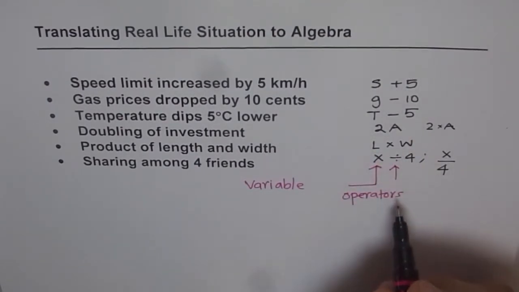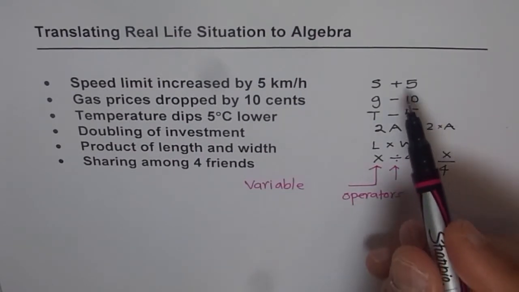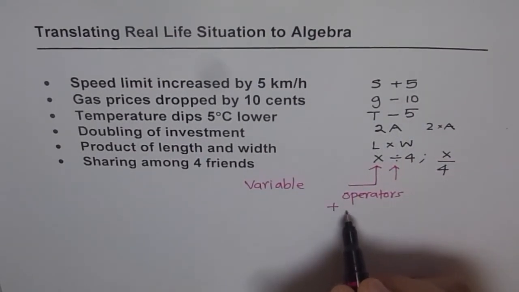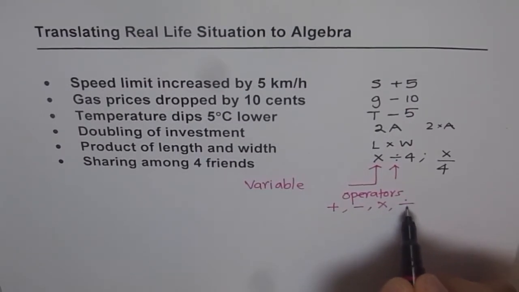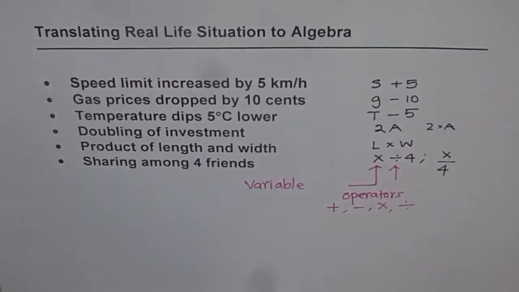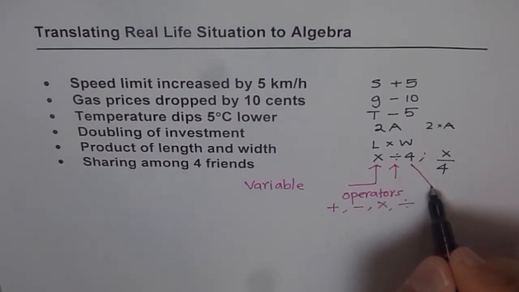Now, the operators which we are going to use are as listed here: plus for addition, minus for subtraction, multiplication, and division. These are the common operators which we will be using now in our playlist to explain how to translate real life situations into algebraic expressions, and then later we'll graduate to algebraic equations, okay? And then we have these numbers here, right?